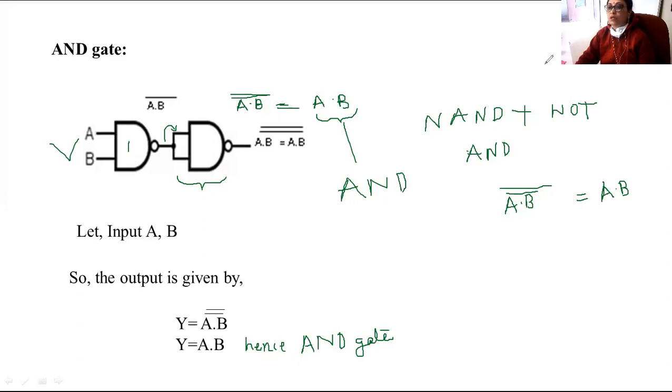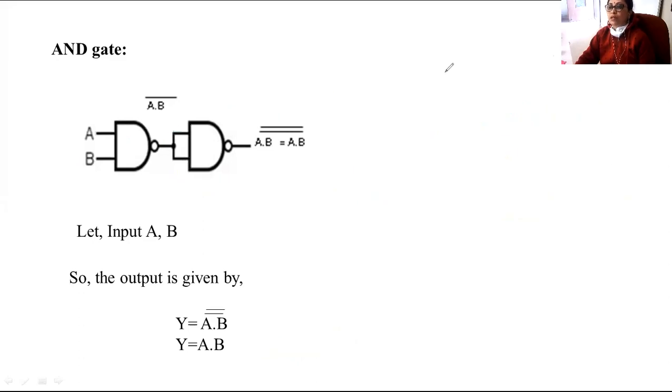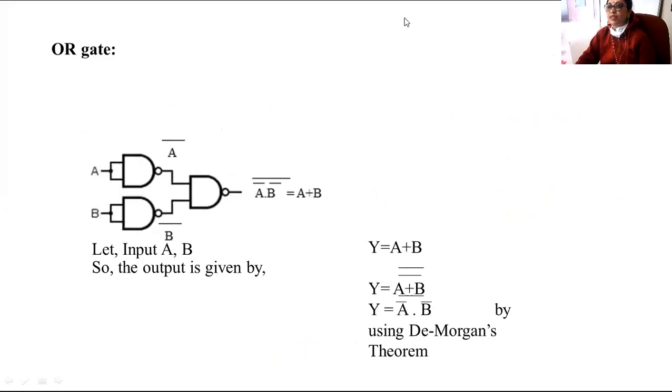Yes, ma'am. Okay, so let us move forward. So now we are going to build OR gate using NAND gates. Now here what we have done, we have used 3 NAND gates. Two of the input NAND gates are used as inverters or NOT gates, and outputs of these NOT gates are applied to third NAND gate.